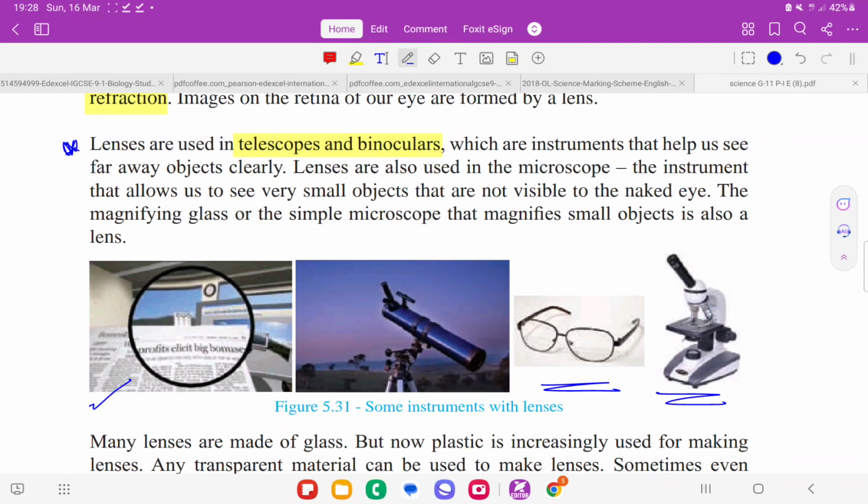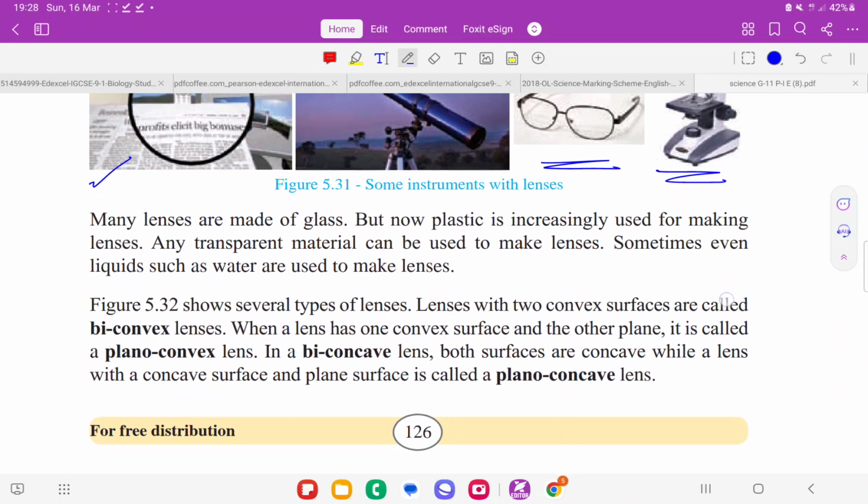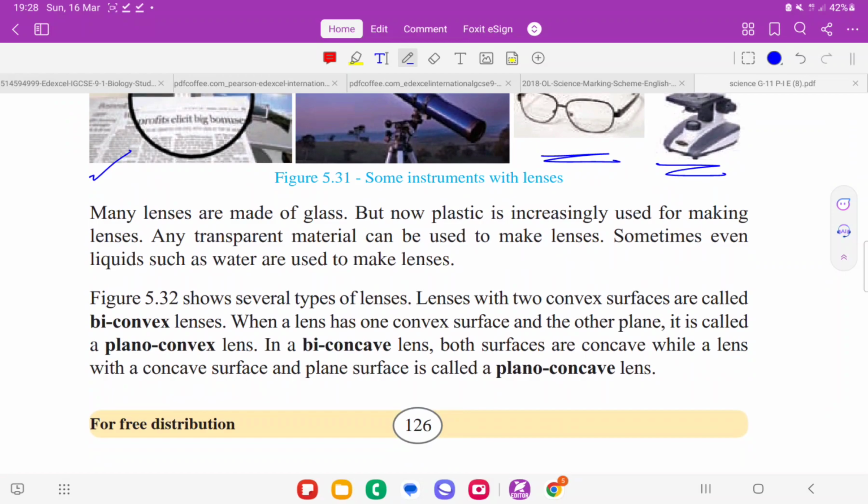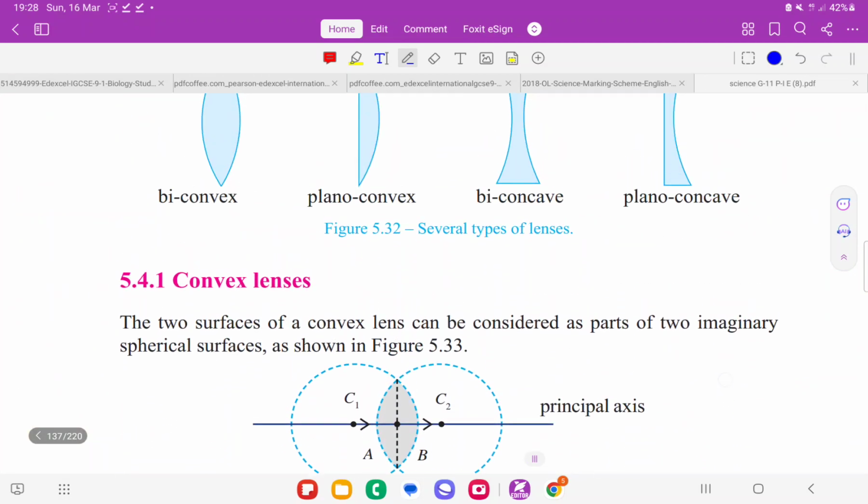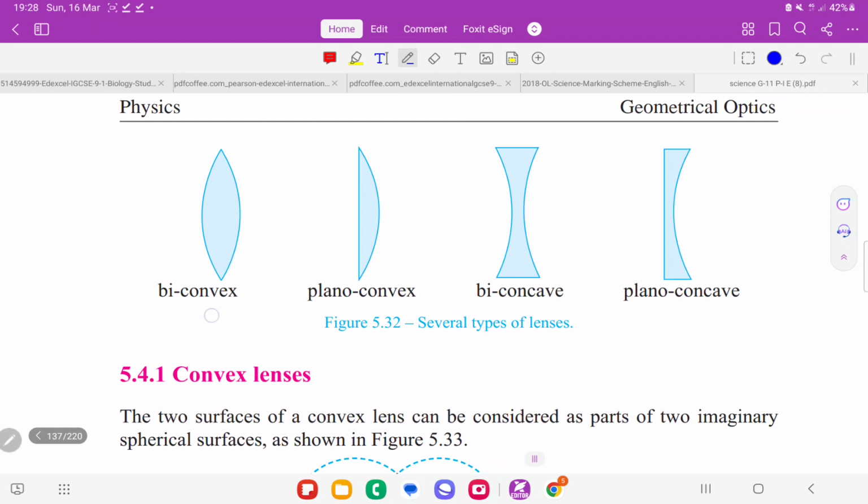Binoculars, telescopes and specs, and also microscopes, right? Simple and complex microscopes both. Okay, then lenses, there are 4 types. We'll see what those 4 types are.